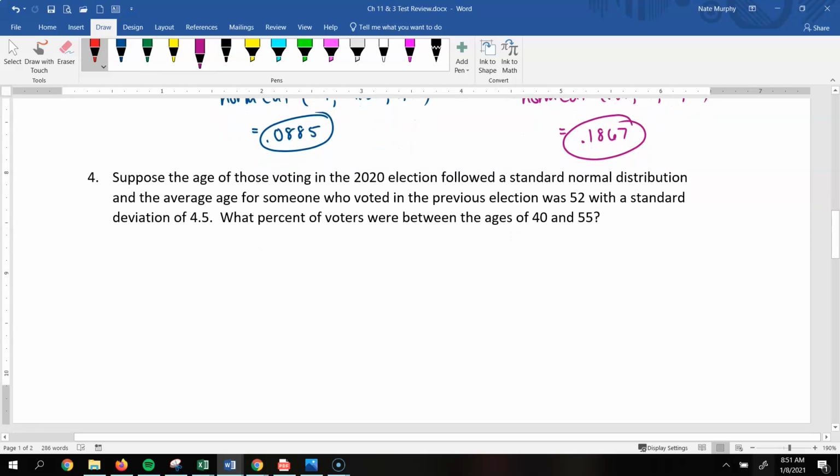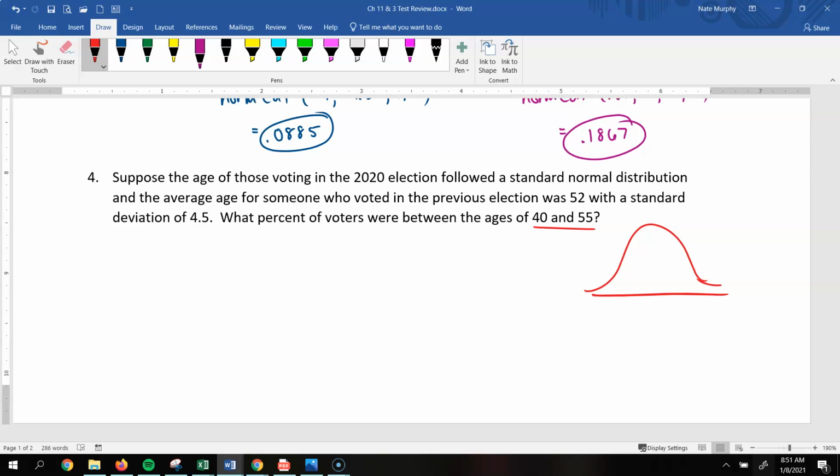For number 4, it says, suppose the age of those voting in the 2020 election followed a standard normal distribution, and the average age for someone who voted in the previous election was 52, with a standard deviation of 4.5. What percent of voters were between the ages of 40 and 55? Okay, so basically we're trying to find out what percent of voters were between 40 and 55.